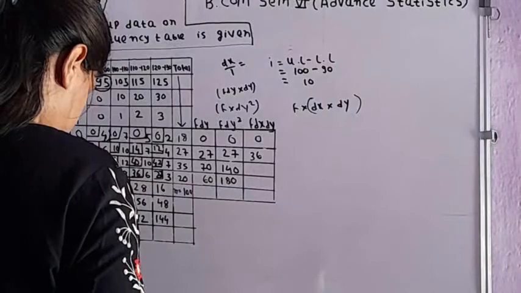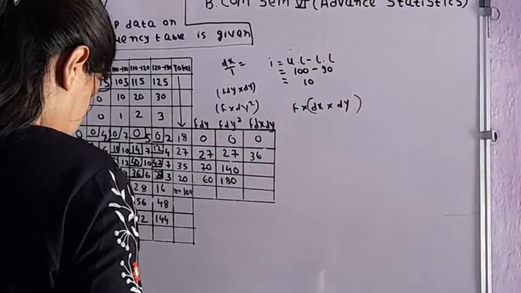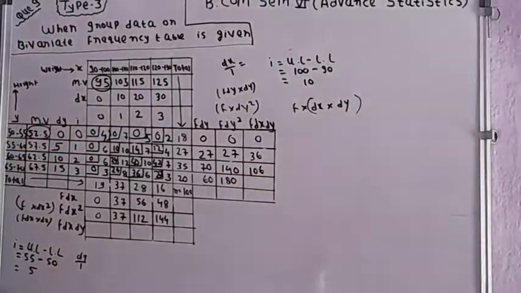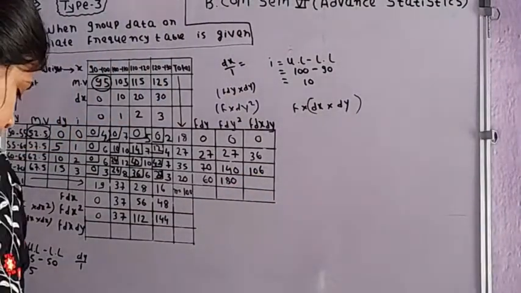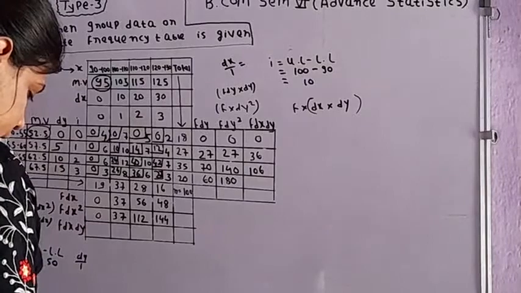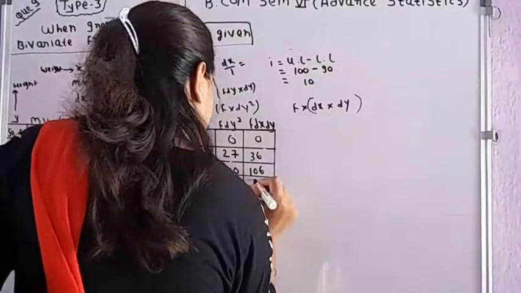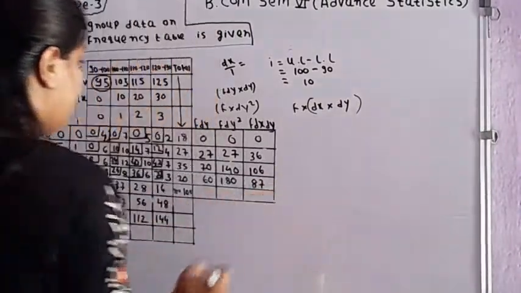24 plus 40 plus 42. It comes to 106. Okay. After that 24 plus 36 plus 27. It comes to 87. Okay. This way we have calculated f dx dy for the Y series.